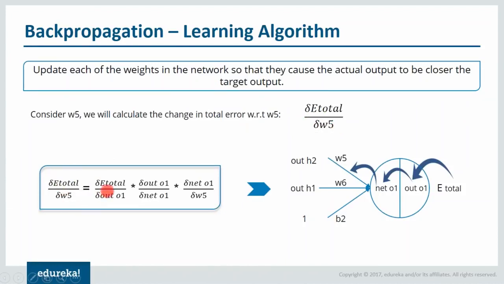Using partial derivatives, we're going to calculate ∂E total by ∂out O1, into ∂out O1 by ∂net O1, and then ∂net O1 by ∂W5. As you can see from this example as well: change in E total with respect to out O1, change in out O1 with respect to net O1, and change in net O1 with respect to W5. We're going to multiply those and we're going to get this particular term. And let us see how we do that.